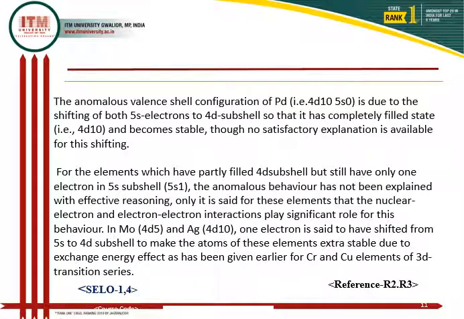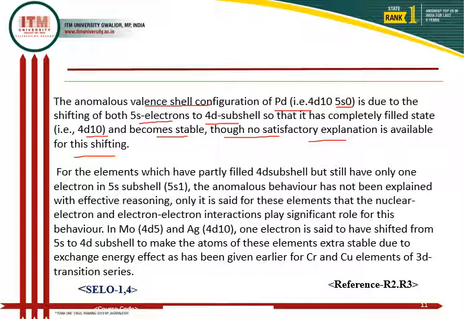The anomalous valence shell configuration of palladium, with complete d subshell 4d10 and 5s0, is due to the shifting of the 5s electron to 4d to have the complete 4d subshell and attain stability. Though no satisfactory explanation is available for this shifting, we can say it is to become more stable, that is, a fully filled configuration is the more stable one.